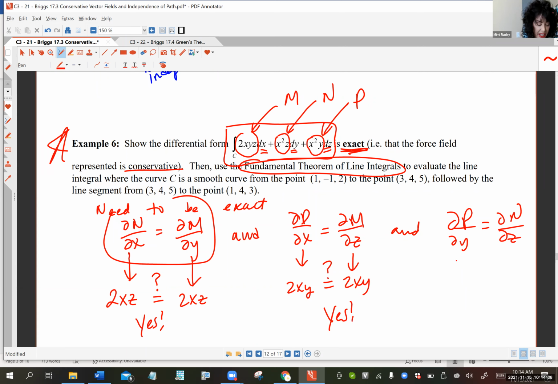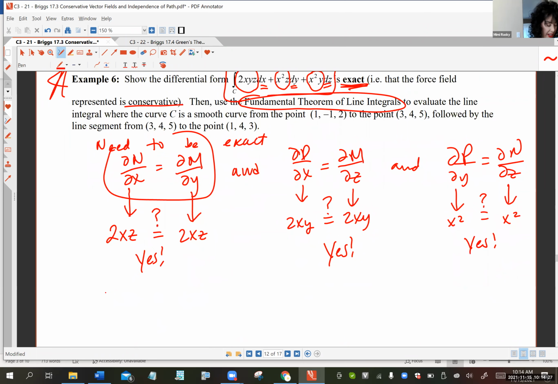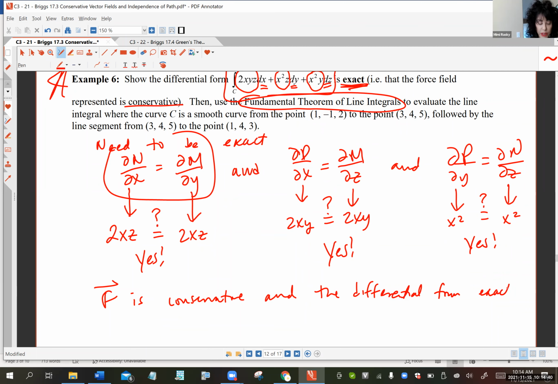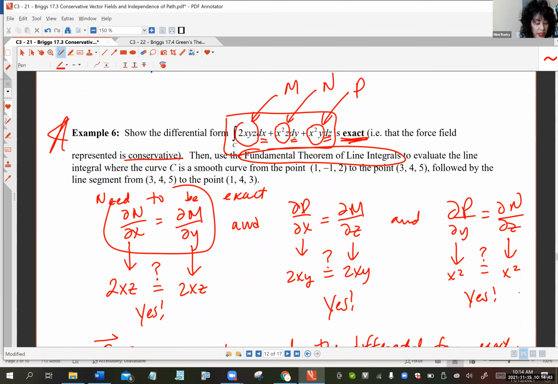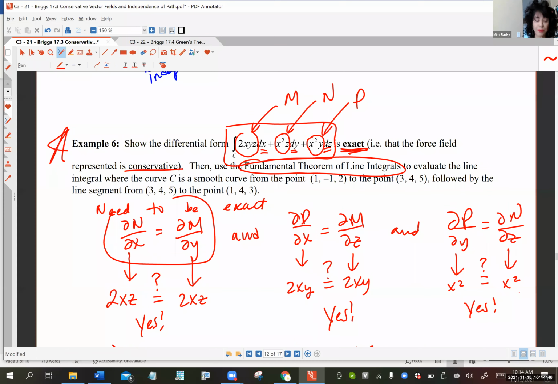And then finally, let's check the last test, dP/dy. I get x squared. Is that the same as dN/dz? That's also x squared. Yes. So all three of these are satisfied. So what does that mean? The vector field F is conservative, and you can also claim the differential form is indeed exact. Yay. And that means we can go ahead and use the fundamental theorem of line integrals to evaluate the line integral. Now, let's take a look at the curve.